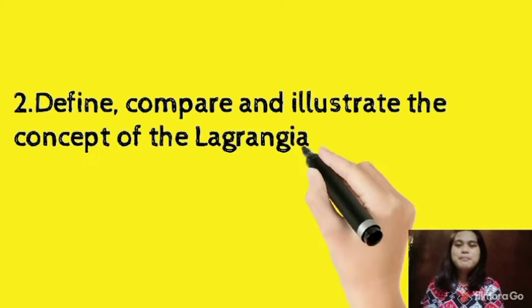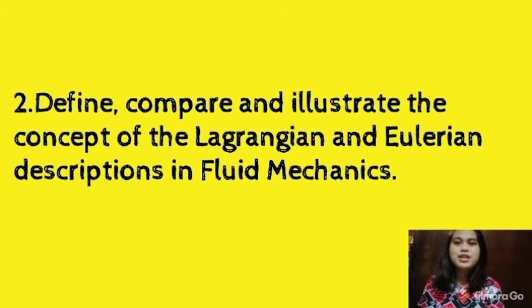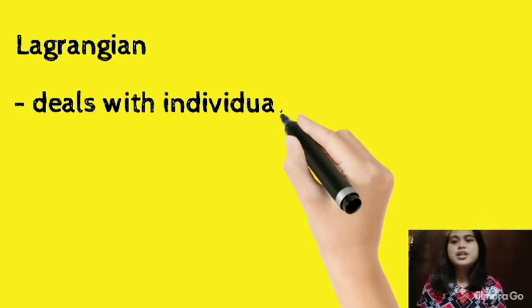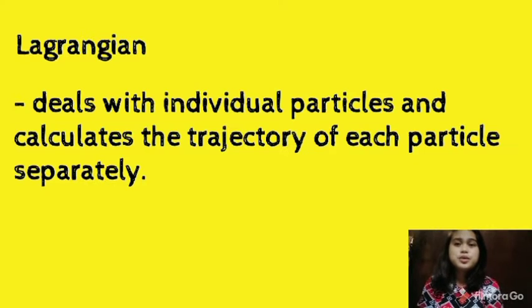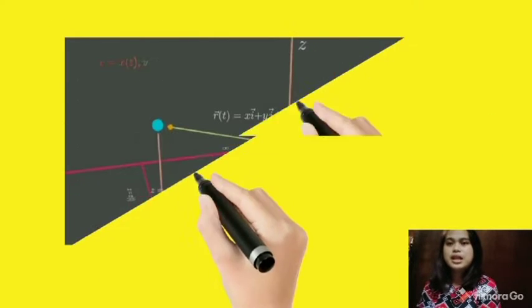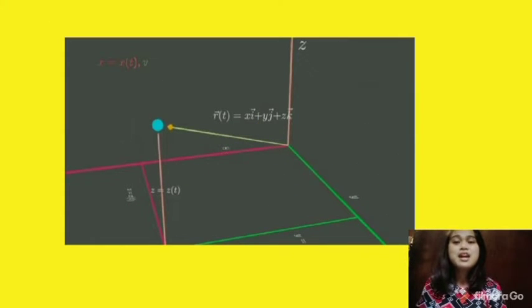Number 2. Define, compare, and illustrate the concept of Lagrangian and Eulerian descriptions in fluid mechanics. Lagrangian deals with individual particles and calculates the trajectory of each particle separately. In this diagram, consider the blue dot as a fluid particle with components to determine its position. As time passes, the position of this particle is changing, and so are its components.